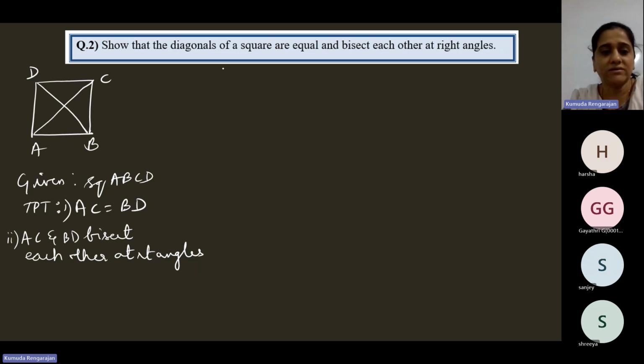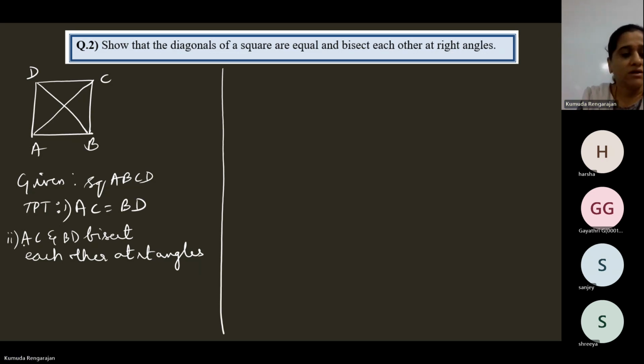Okay, all right. Now, you don't have to actually prove that AC and BD bisect each other. You can just say ABCD is a square. That means it's a parallelogram, and in a parallelogram, the diagonals bisect each other. So here also, in square ABCD, the diagonals will bisect each other.